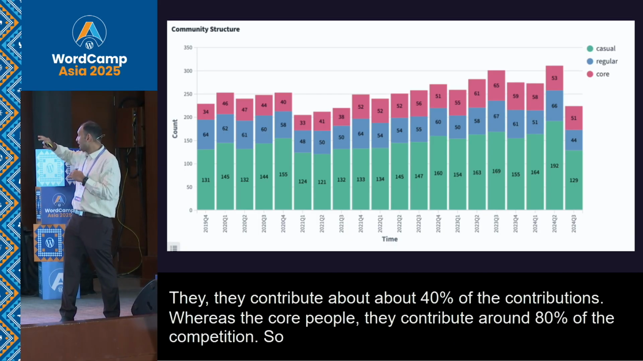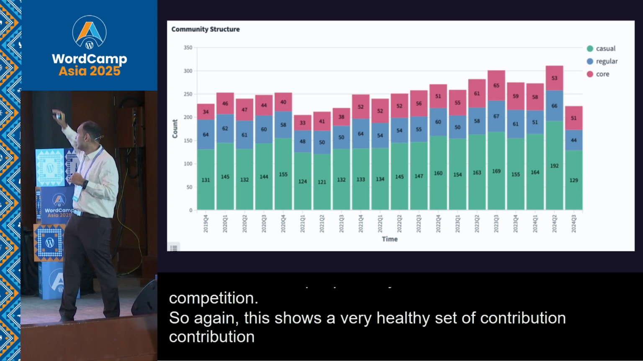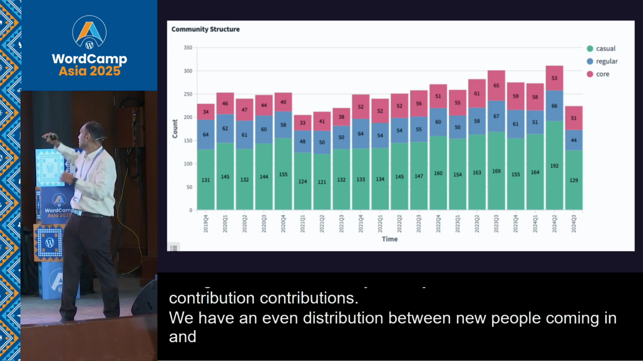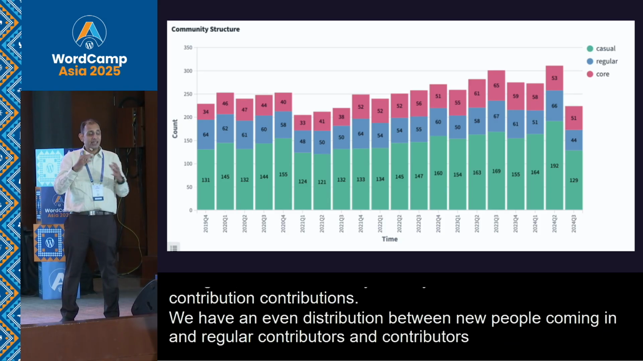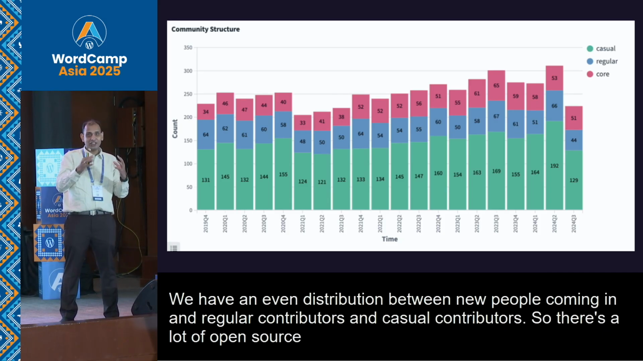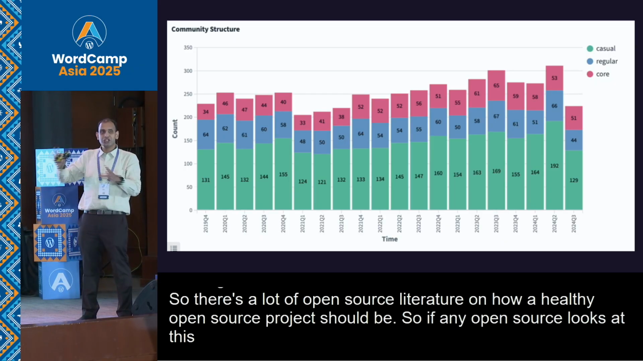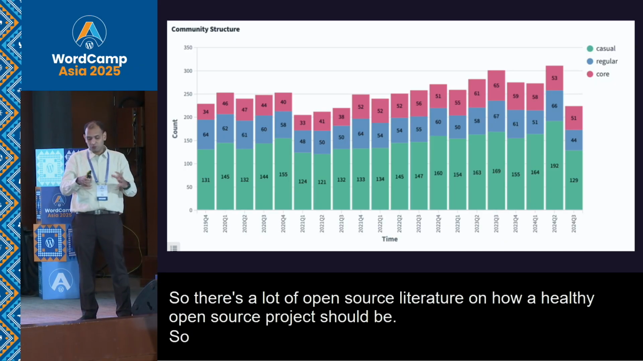Again, this shows a very healthy set of contributions. We have an even distribution between new people coming in, regular contributors, and casual contributors. There is a lot of open source literature on how a healthy open source project should look. If any open source historian looks at this chart, it shows that WordPress is a very, very healthy open source project.